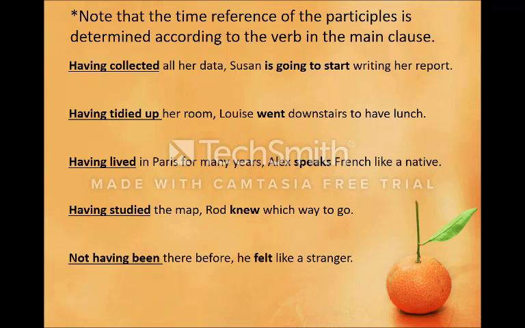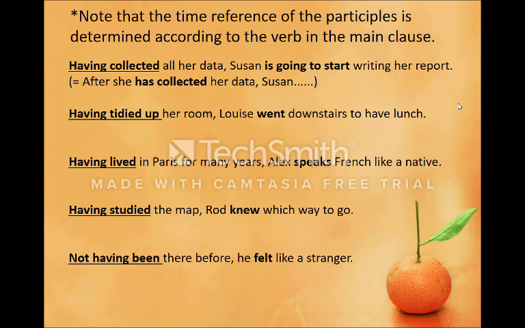Having collected all her data, Susan is going to start writing her report. So we have a perfect form here because first she collects the data, then she starts writing the report. So in order to show the time difference between these two main verbs, I have to use a perfect participle. So here, actually, after she has collected her data, this is after, remember, we can use participles. So another alternative for this is after collecting the data.